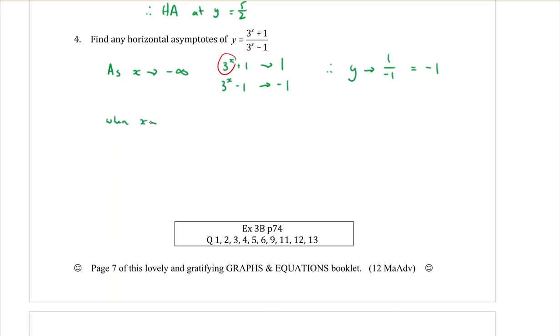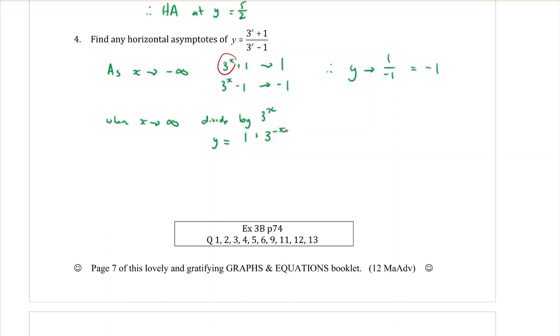If I want to do when x is approaching positive infinity, because 3 to the power of infinity would be an infinite number that doesn't tell me much, what I have to do is divide everything through by 3 to the power of x. So let's rewrite the equation. y equals 3 to the power of x divided by 3 to the power of x will be 1, plus 1 divided by 3 to the power of x would be 3 to the power of negative x.